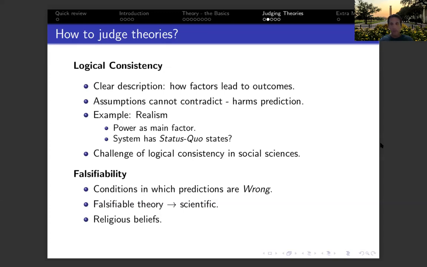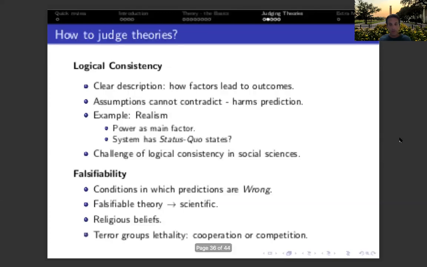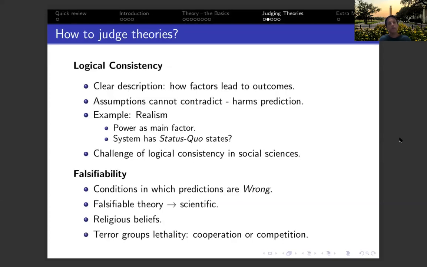Now, a little bit more relevant example to our discussion, let's talk about research on terrorism and the extent of lethality: how lethal are groups, how many casualties are groups able to create. And one of the questions in this research is whether it is a function of cooperation between groups or competition. So I'll explain it now a little bit more in detail.